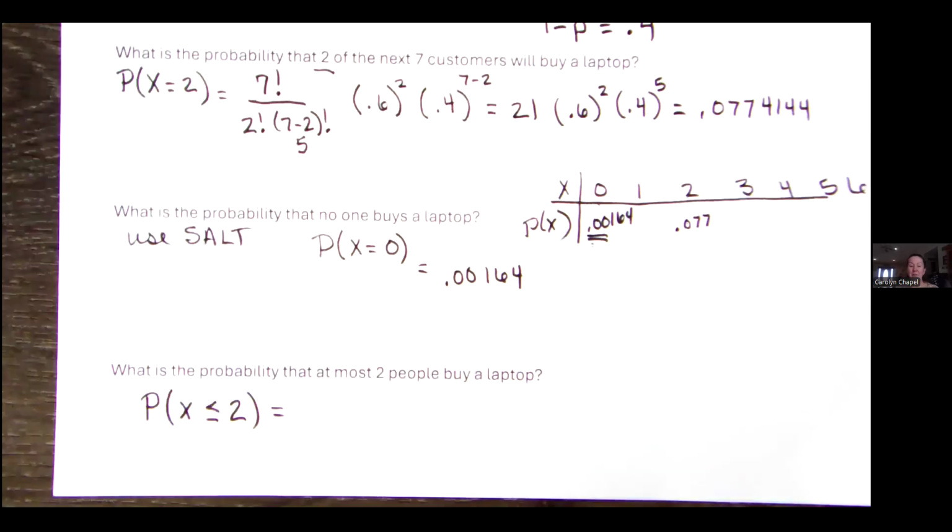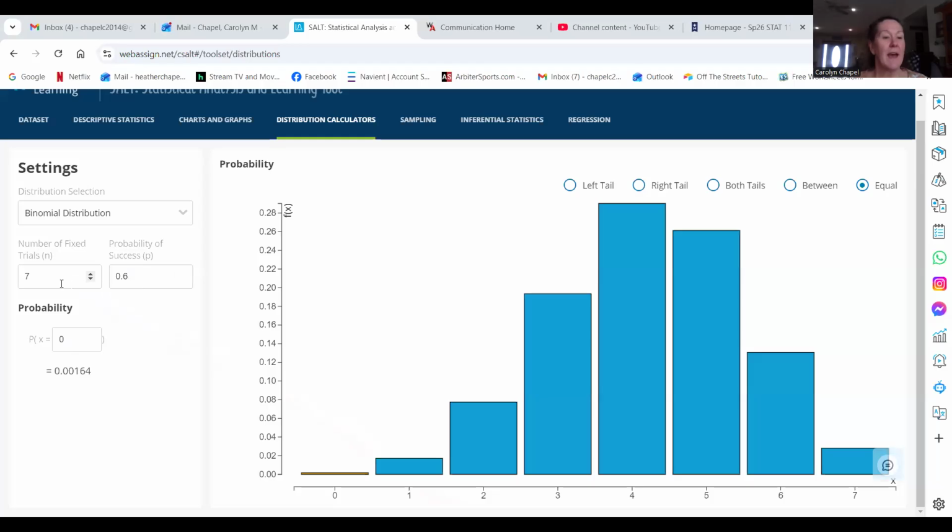So I'm going to go to my technology. We have already entered our 7 and our 0.6. We want a left tail because we want less than or equal to. Notice how quickly that changed. And we want X less than or equal to 2. And I get 0.09626. And I did write that on our notes.